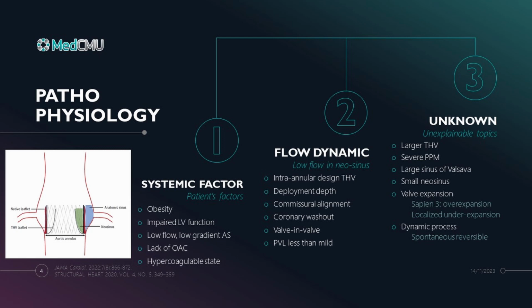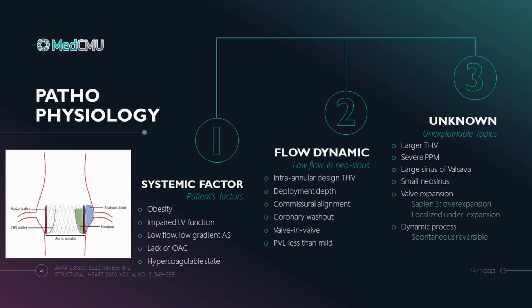The second is maybe the flow dynamics. The intra-annular design TAVR has higher thrombosis than the supra-annular designs. The deployment depth, commissural alignment, coronary washout, valve-in-valve, and paravalvular leak are less than mild. So sometimes we still don't know the real reason for the thrombosis.